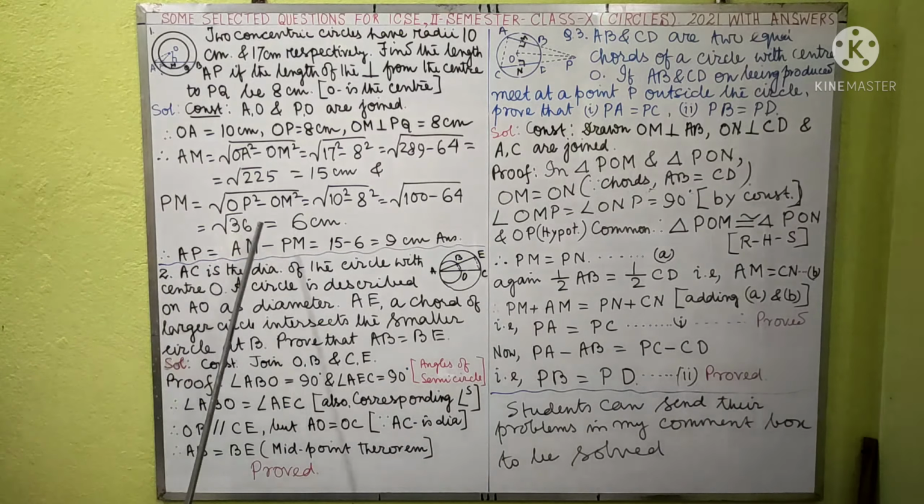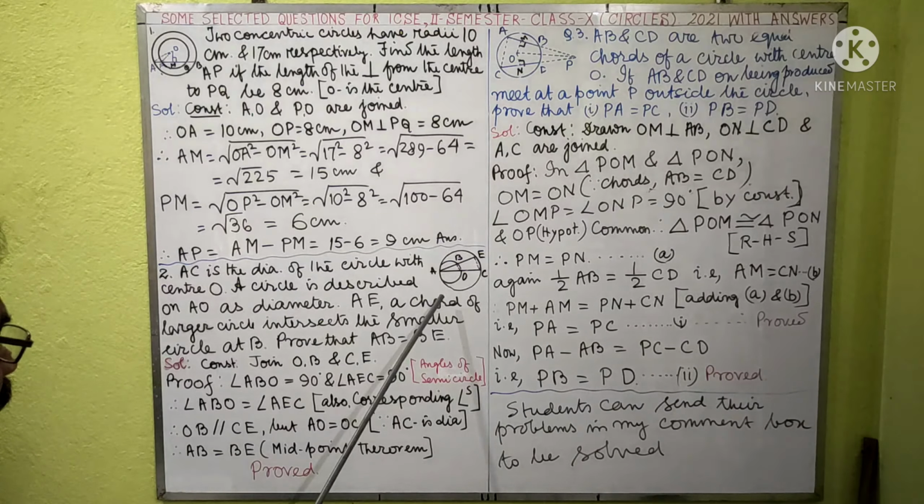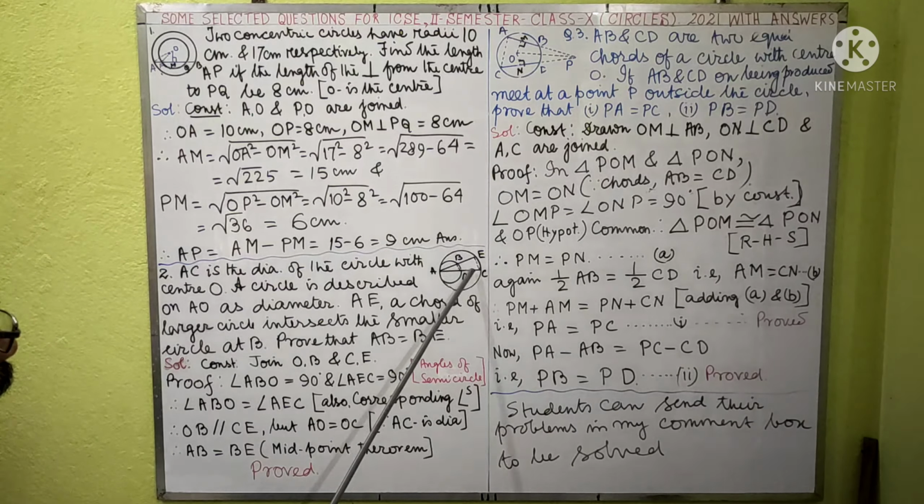AE is a chord of the larger circle. The part AE is the chord of the larger circle and intersects the smaller circle at B. This circle with AO as diameter intersects AE at B. We have to prove that AB equals BE. As construction, we join OB and CE.